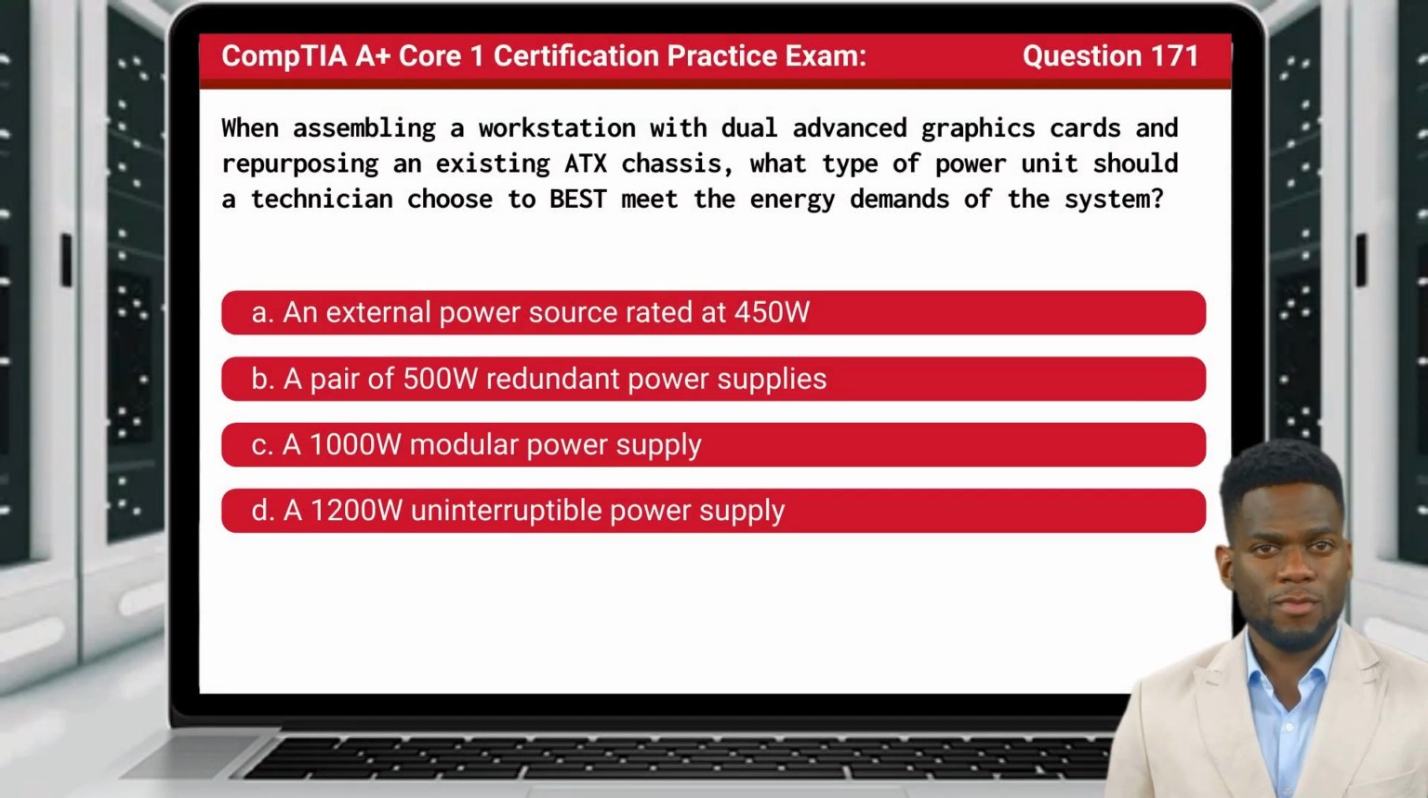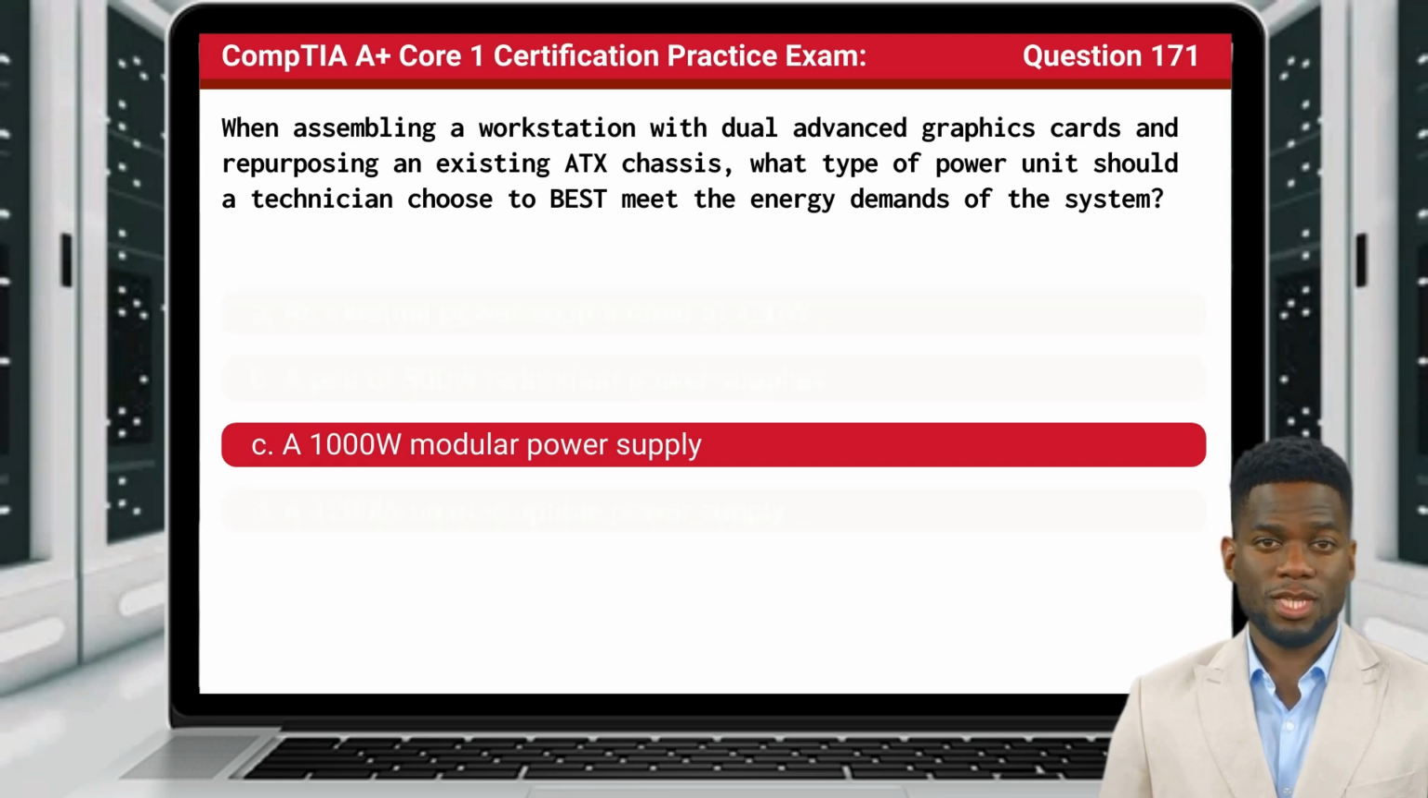Question 171. When assembling a workstation with dual advanced graphics cards and repurposing an existing ATX chassis, what type of power unit should a technician choose to best meet the energy demands of the system? The answer is C. A 1000-watt modular power supply.